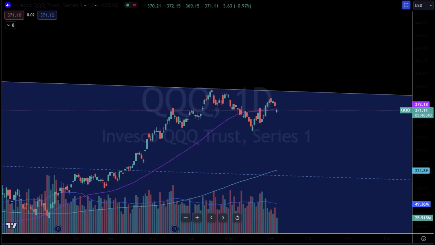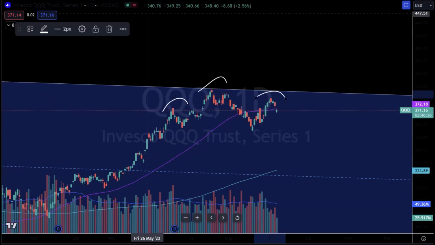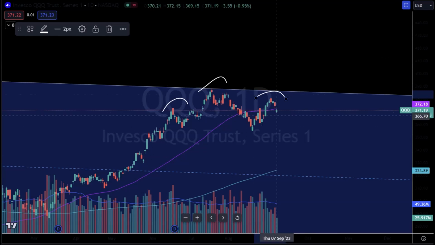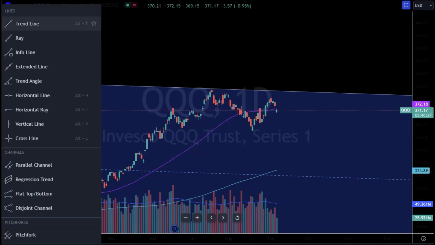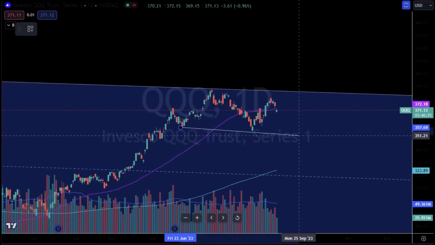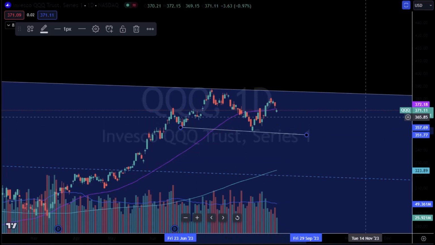So noticing the QQQ. First of all, people are looking at this potential head and shoulders pattern. However, one thing I want to show you is that this cannot be a head and shoulders pattern on the QQQ. Why can't it be a head and shoulders pattern? Well, there's one thing about technical analysis. Your neckline cannot be sloping downwards. It has to be sloping upwards.